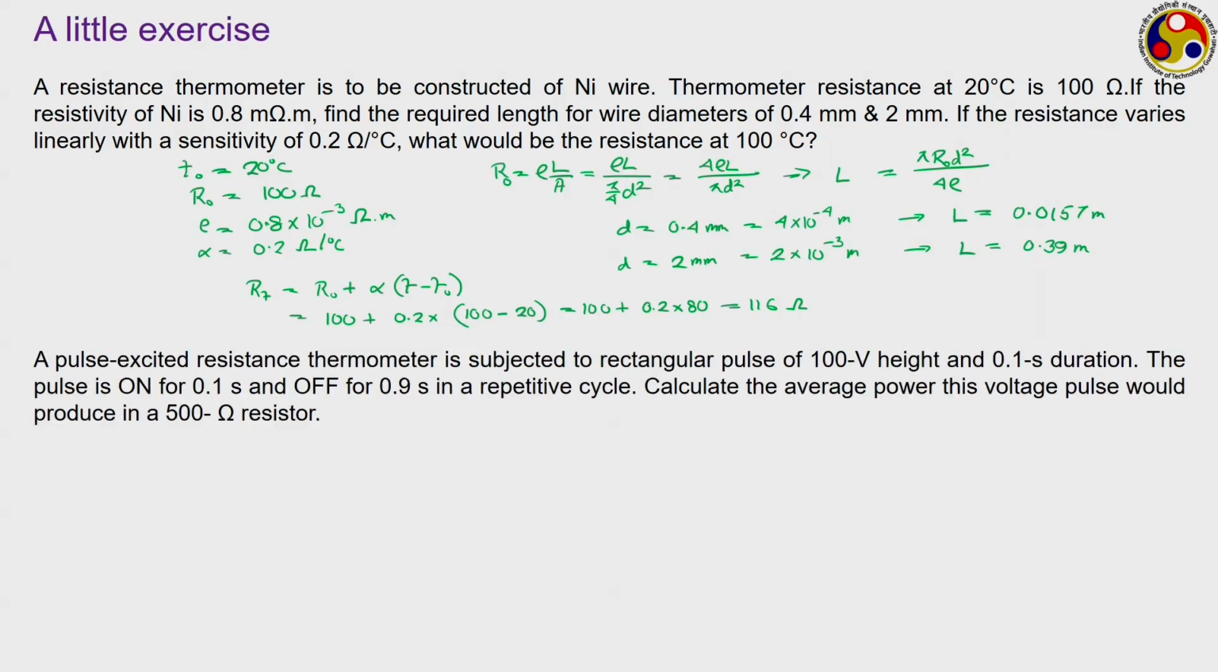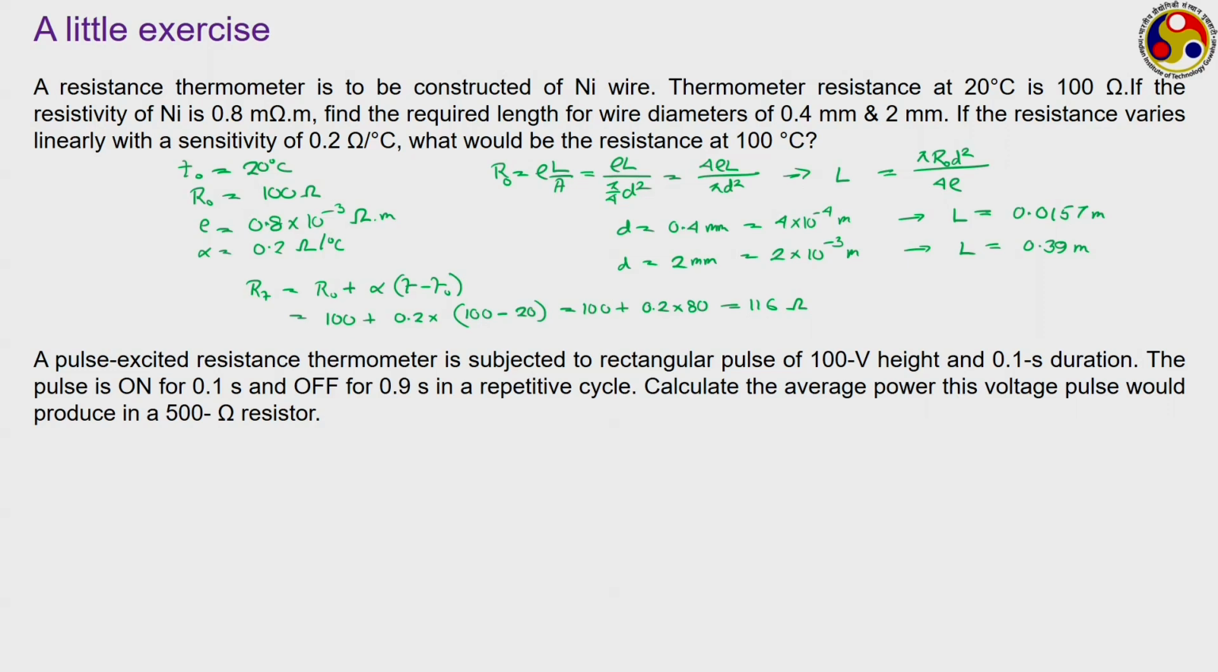Let us deal with another one. Here our problem is slightly different. Here we are talking about a pulse excited resonance thermometer. It is subjected to a rectangular pulse of 100 volt height and 0.1 second duration. The pulse is on for 0.1 second and off for 0.9 second in a repetitive cycle.